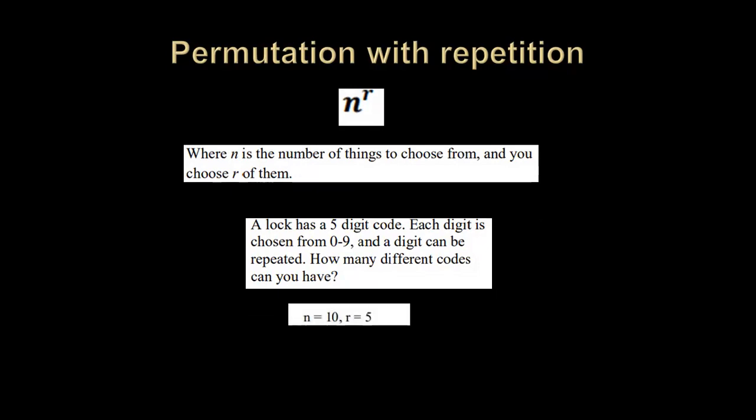So we are given n is equal to 10, as it signifies the digits 0 to 9, and r is equal to 5. If we're going to solve the number of codes, this gives us n raised to r, or 10 raised to 5. Further simplifying it gives us 100,000 codes.